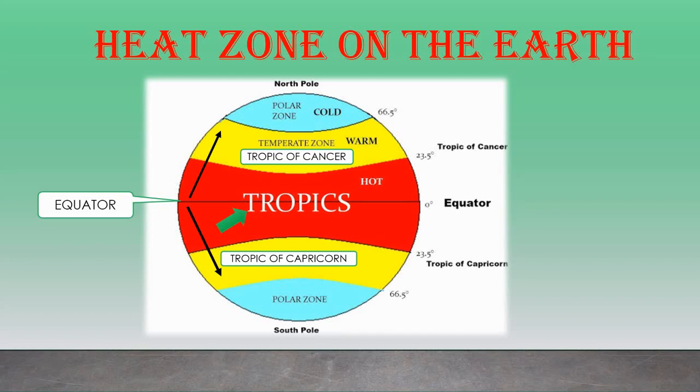So if you see the diagram, you will find that in the equatorial area the sun rays are more. As a result, the tropic or the tropical zone receives more heat. As we go ahead from the equator, in a temperate zone the temperature will be warm. Whereas if you go towards the North Pole, or we can call it a polar zone, we'll find the temperature will be cold.